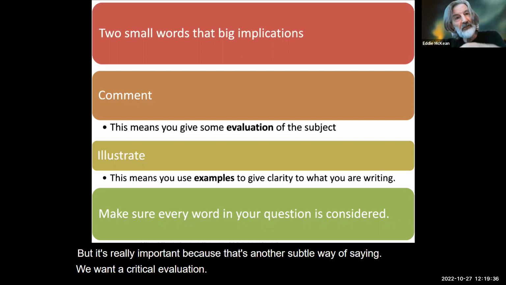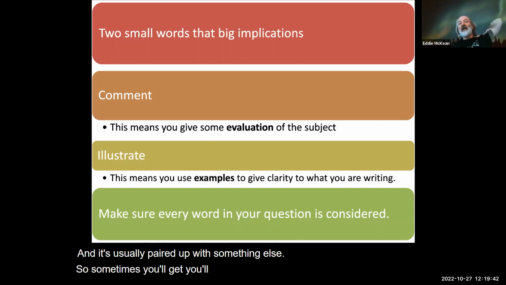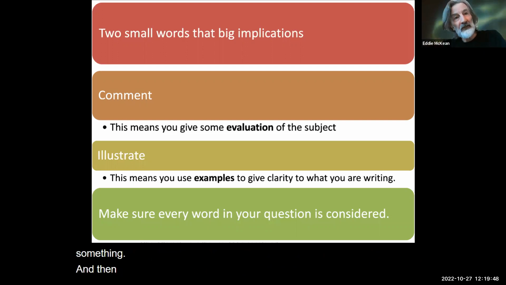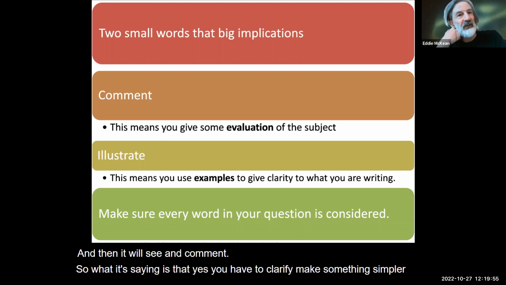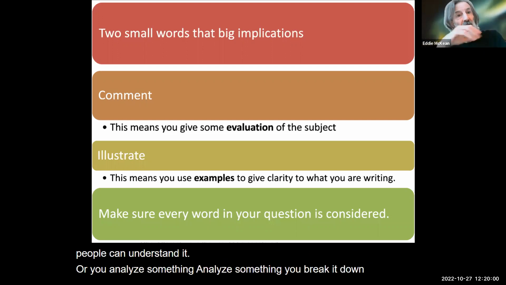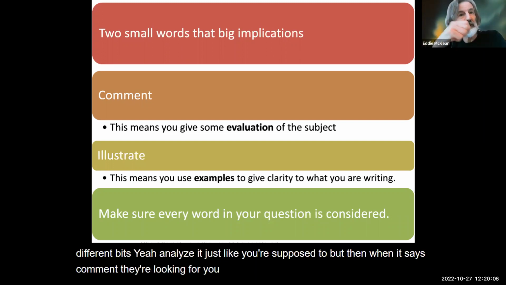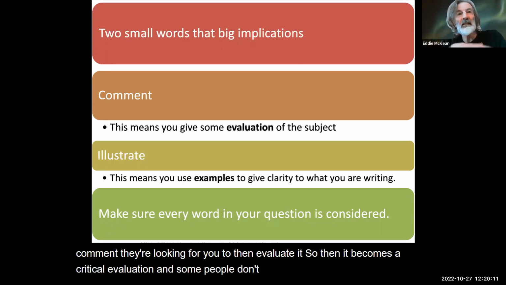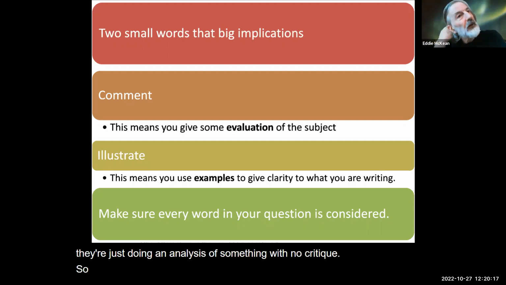And it's usually paired up with something else. So sometimes you'll get a question that says, outline something or clarify something. And then it'll say, and comment. What it's saying is that, yes, you have to clarify, make something simpler so people can understand it. Or you analyze something, you break it down into those different bits, just like you're supposed to. But then when it says comment, they're looking for you to then evaluate it. So then it becomes a critical evaluation. And some people don't quite pick up on the comment and they just do an analysis of something with no critique. So that's something to watch out for.